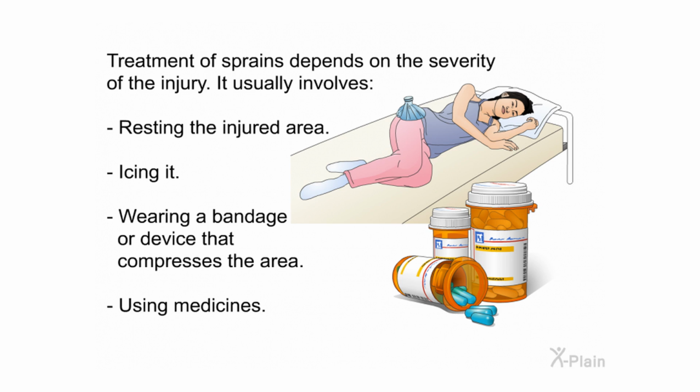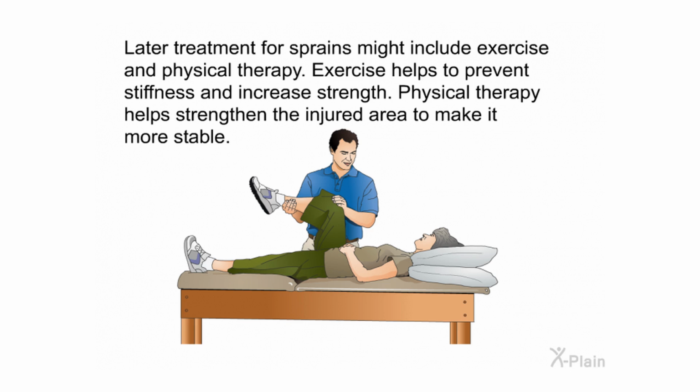Treatment of sprains depends on the severity of the injury. It usually involves resting the injured area, icing it, wearing a bandage or device that compresses the area, and using medicines. Later treatment for sprains might include exercise and physical therapy. Exercise helps to prevent stiffness and increase strength. Physical therapy helps strengthen the injured area to make it more stable.